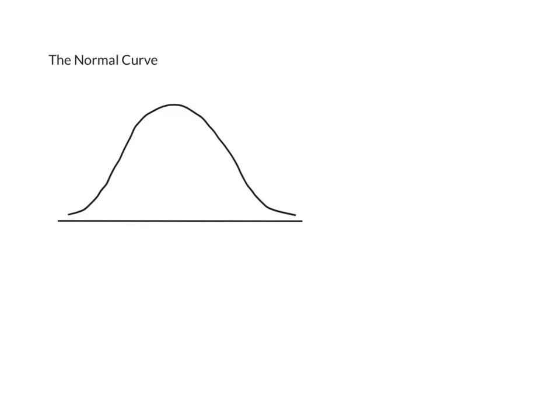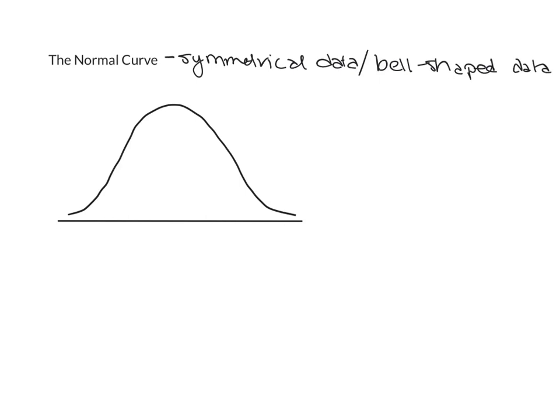This video is an introduction to the normal curve. Now, we've talked about the normal curve before. Previously, we've thought of it as what we've called symmetrical data, or another name for it is bell-shaped data. Now, bell-shaped data, you might remember, means that all of the data, for the most part, is grouped in the middle. And then the rest of the data kind of tapers off in small amounts to both sides.